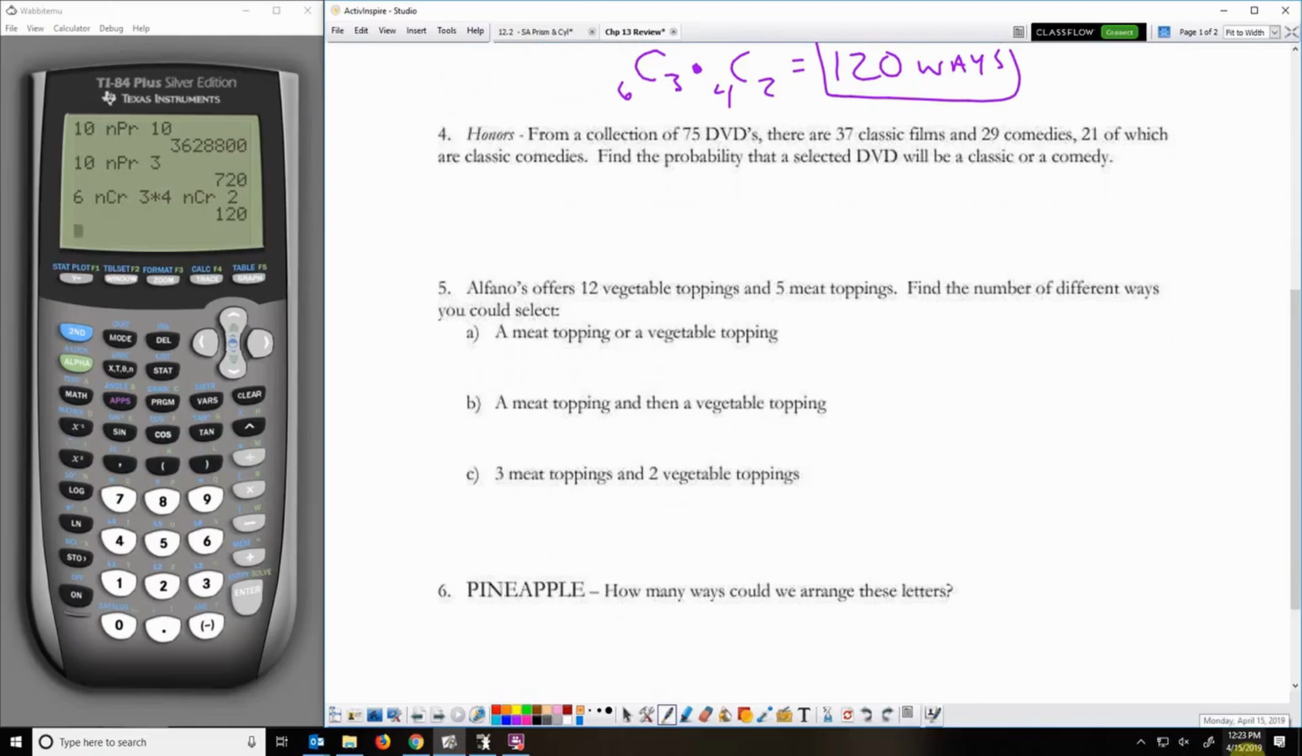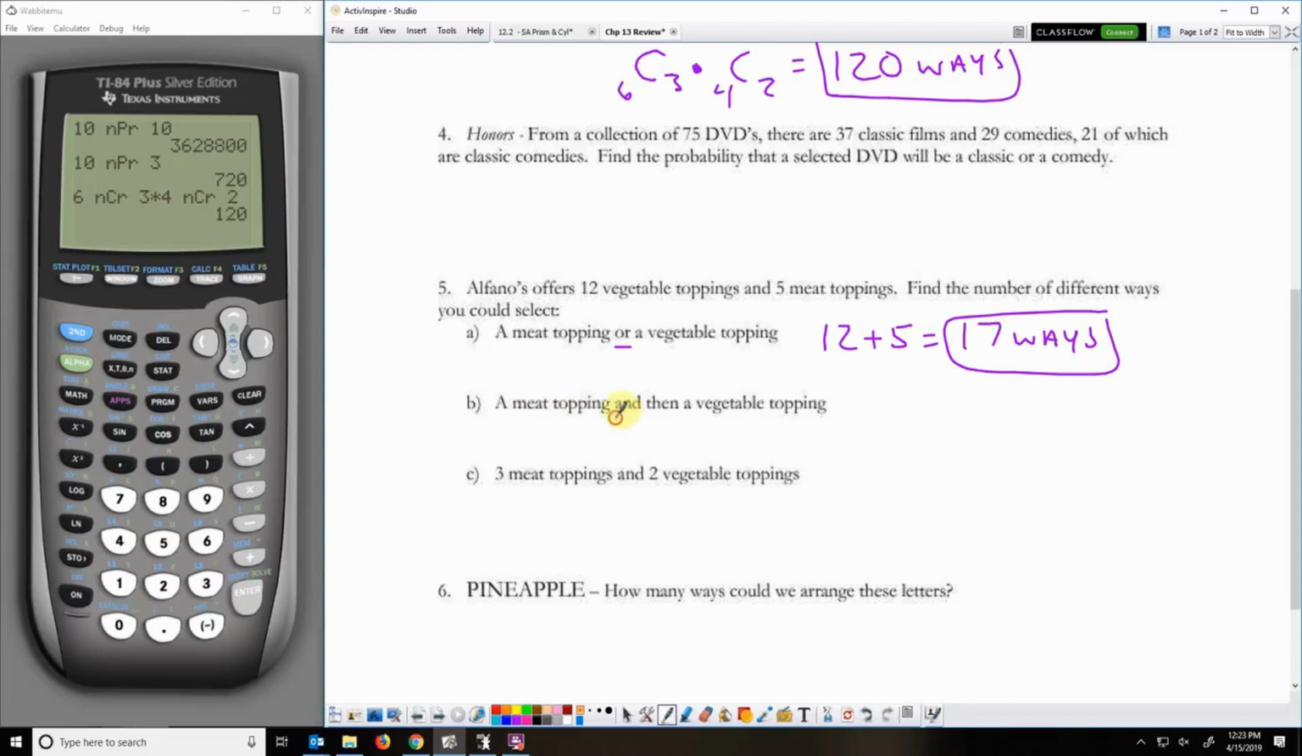Alfano's offers 12 vegetable toppings and 5 meat toppings. And I don't know if that's true at Alfano's here in town. I don't need emails or phone calls telling me the actual menu. 12 vegetable toppings and 5 meat toppings. Find the number of different ways you could select a meat topping or a vegetable topping. So 1 meat topping or 1 vegetable topping, or tells us that these are mutually exclusive, one or the other. There are 12 options of vegetable. There are 5 options of meat. There's 17 different ways to choose one of those.